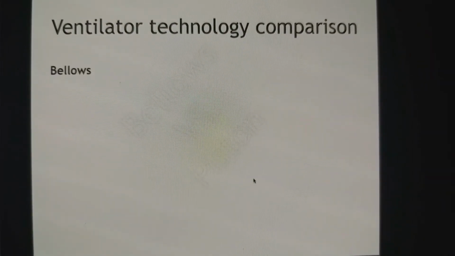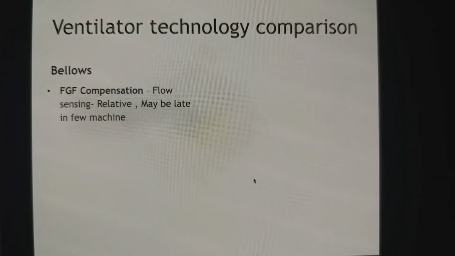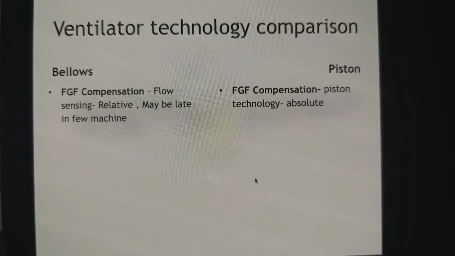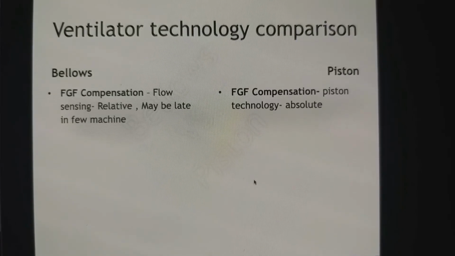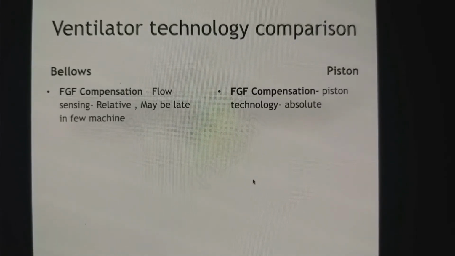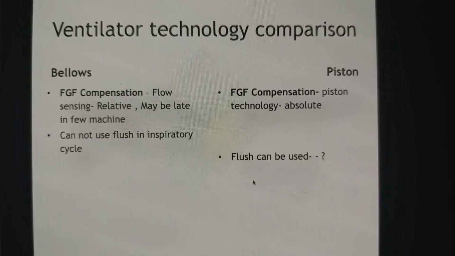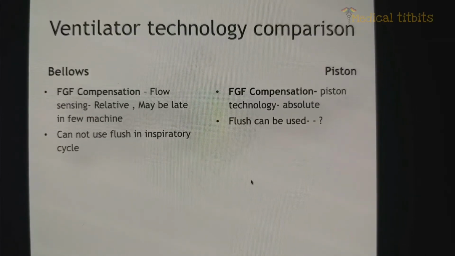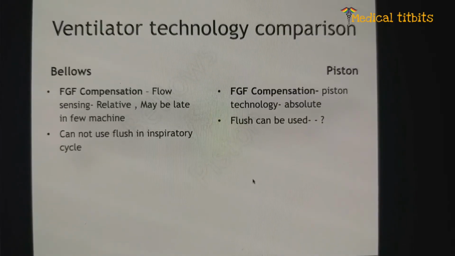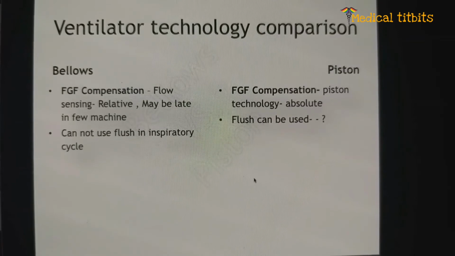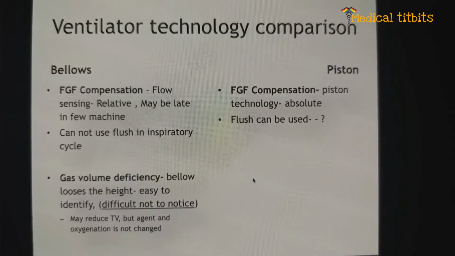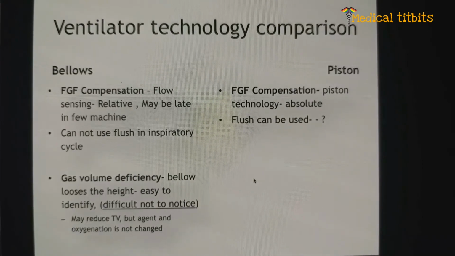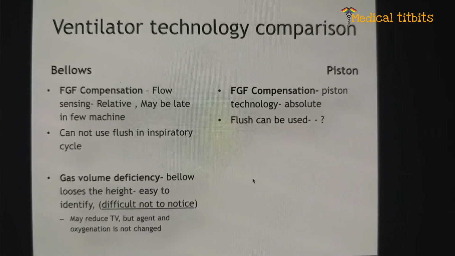So if I compare the two major technologies which are used in today's anesthesia machines, bellows and piston. Fresh gas compensation is by flow sensing in bellows, while in piston it is by the decoupling technology, which is absolute. Flush should never be used in bellows. You can use it in piston, but always beware that you may dilute the anesthetic agent. Gas volume deficiency, bellow starts losing height. It is easy to identify, difficult not to notice.